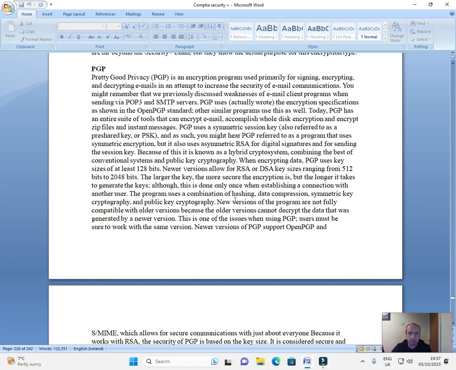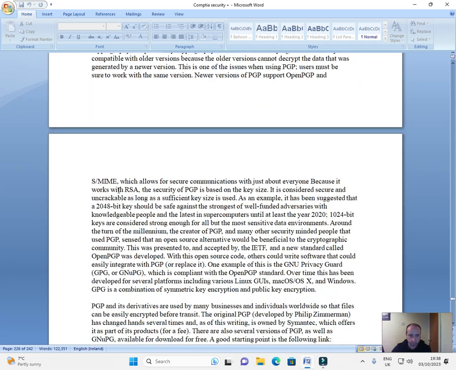The program uses a combination of hashing, data compression, symmetric key cryptography, and public key cryptography. Newer versions of the program are not fully compatible with older versions because the older versions cannot decrypt the data that was generated by a newer version. This is one of the issues when using PGP. Users must be sure to work with the same version. Newer versions of PGP support OpenPGP and S/MIME, which allows for secure communications with just about everyone because it works with RSA.